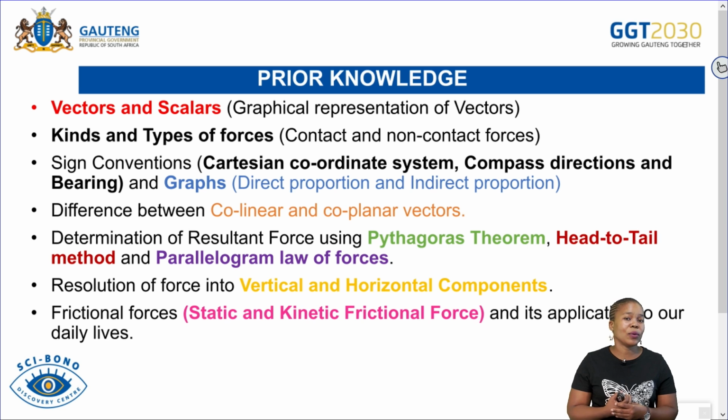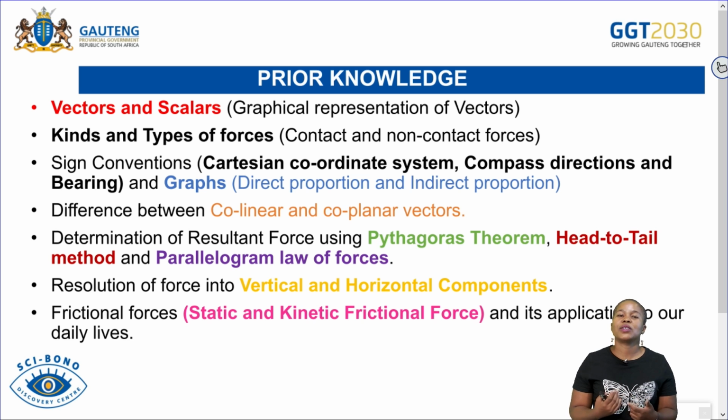Also, by now, we should know the sign conventions. What do you mean by that? Different methods of representing the vectors. For example, we've got your Cartesian coordinate system, you've got your compass directions, you've got your bearing. Okay, now Cartesian coordinate system uses lines on the Cartesian plane, such as your x, which is your horizontal, as well as your y, which is your vertical.